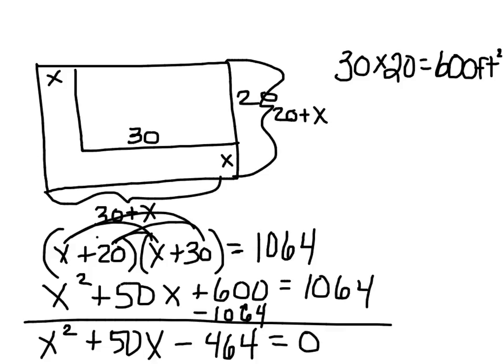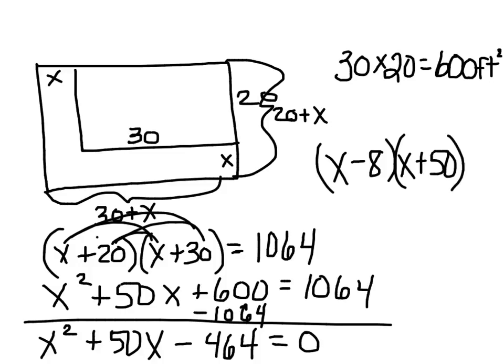Now, Josie, because you were the one who spoke up loud and said you wanted to factor, what two numbers multiply together to give you negative 464 but add up to be 50? Negative 8 and 58. So x minus 8 and x plus 50? Huh? 58?